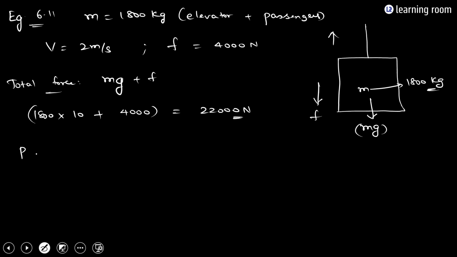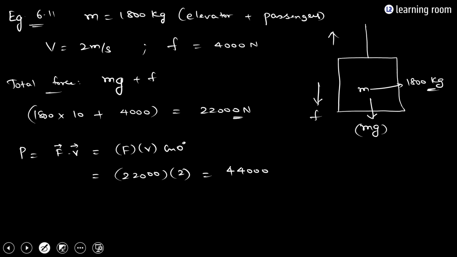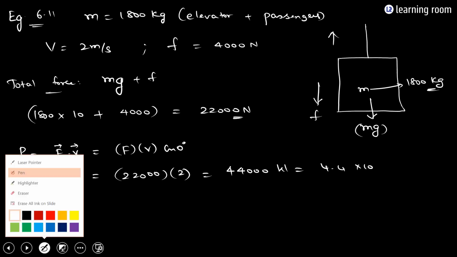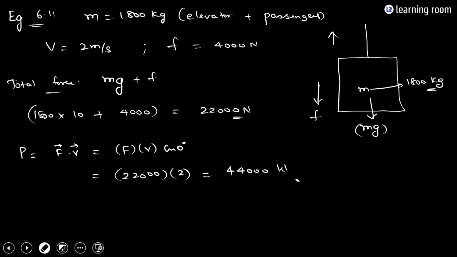Now, what is going to be the power? Power will be equal to F vector dot V vector. So F into V into cos 0, because whatever direction the force is applied, that is the direction in which velocity is attained by the object. So what is the force? That is 22,000 into the speed with which it is moving, which is 2, and the answer is going to be 44,000 watt, or 44 into 10 power 3 watt.